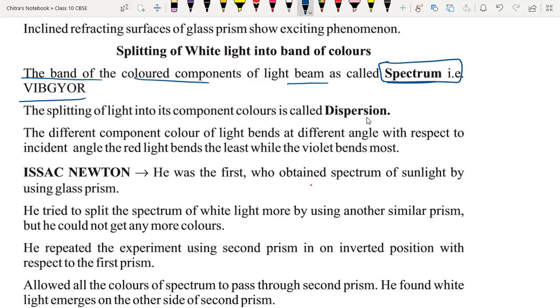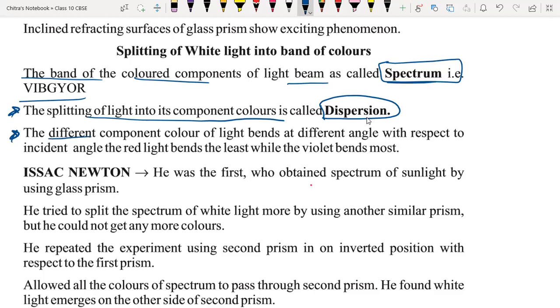What is a spectrum? It is the component colors of white light, the 7 different colors together. And the splitting of light into its component colors is called dispersion. What is dispersion? It is the splitting of white light into its component colors.